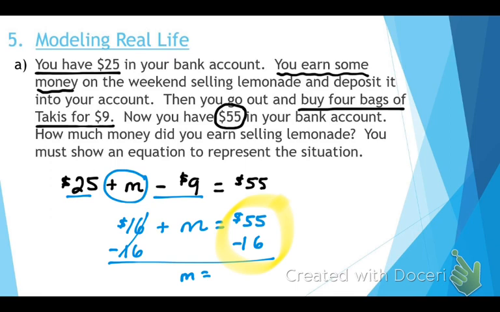But class, what is $55 minus $16? $39. So then I'm always going to go back and just double check what it asked me. It says, how much money did you earn selling lemonade? So the correct answer is $39 because you have to have units attached for every modeling real life scenario.